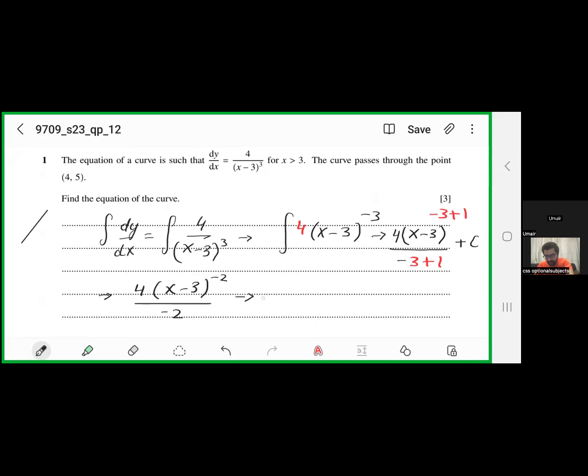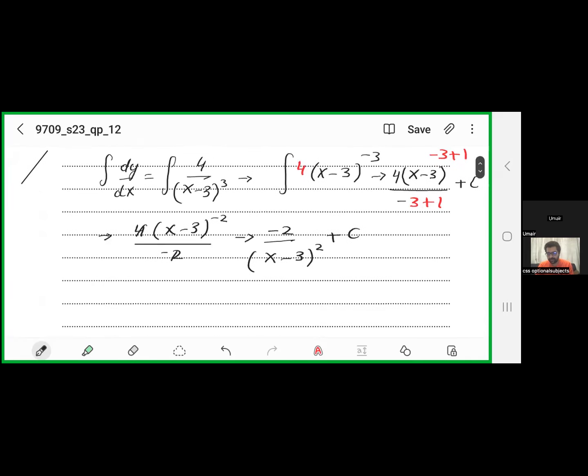You will simplify this one. 2 and 4 can be cancelled. So minus 2 over (x minus 3) power 2 plus c will be the integration. Now how do you find the value of c? So y is equal to minus 2 over (x minus 3) square plus c. This is the equation of the curve.